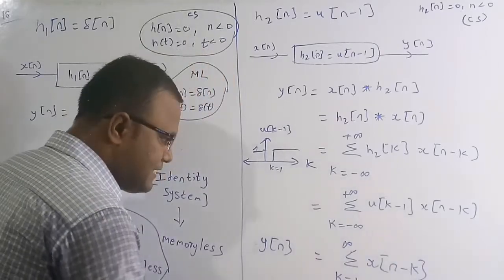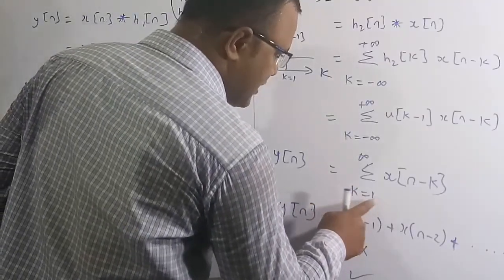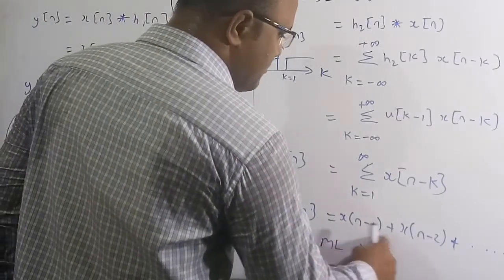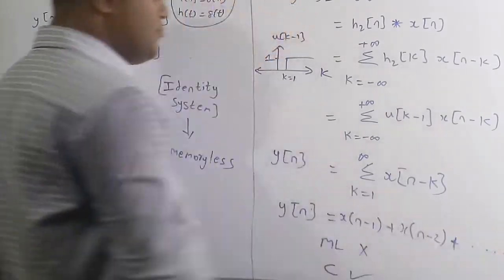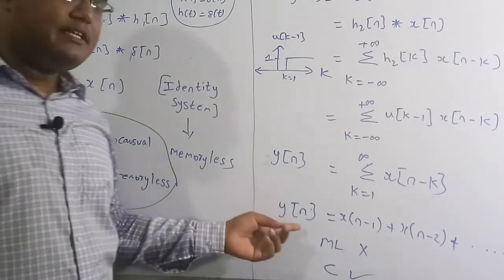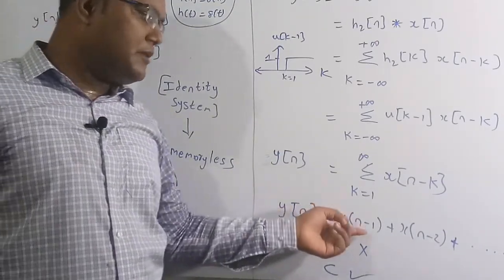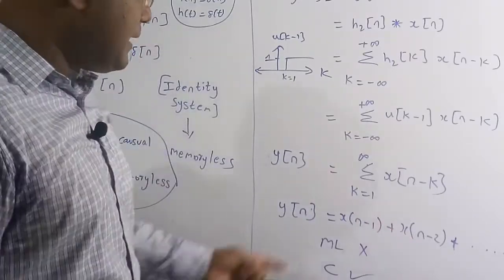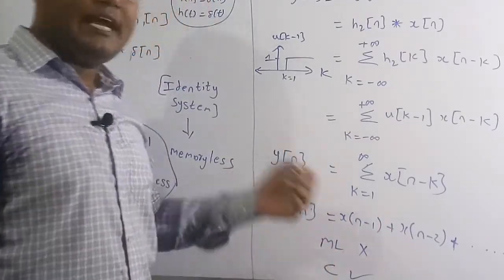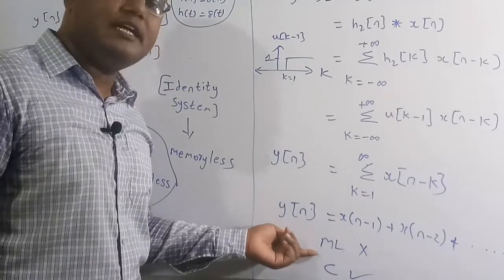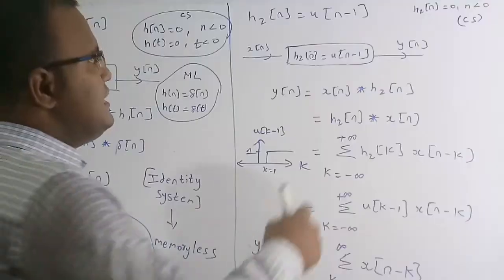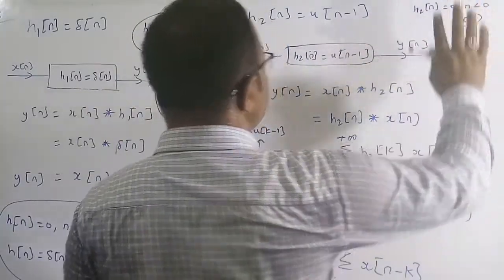So if you see carefully here, now I am going to substitute k is equal to 1, k is equal to 2, k is equal to 3 up to infinity. Therefore x of n minus 1 plus x of n minus 2 and so on. If you see carefully, this output is going to depend upon the past values of the input. So we can say this system is not memoryless, meaning it is going to have some memory. And also here h2 of n is equal to 0 for n less than 0.